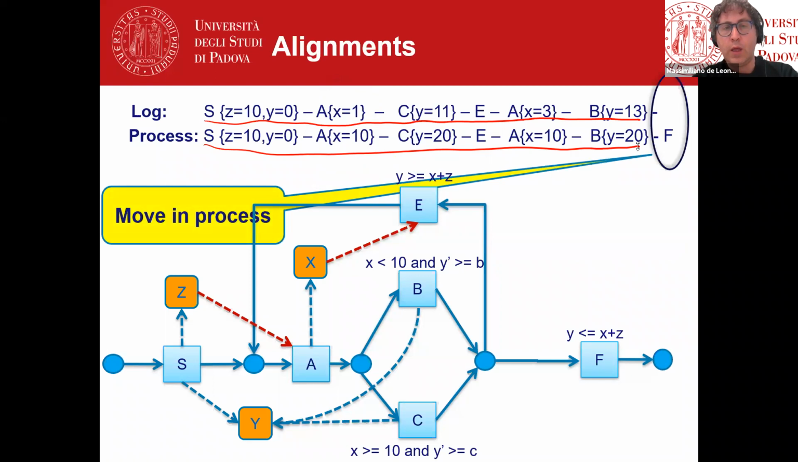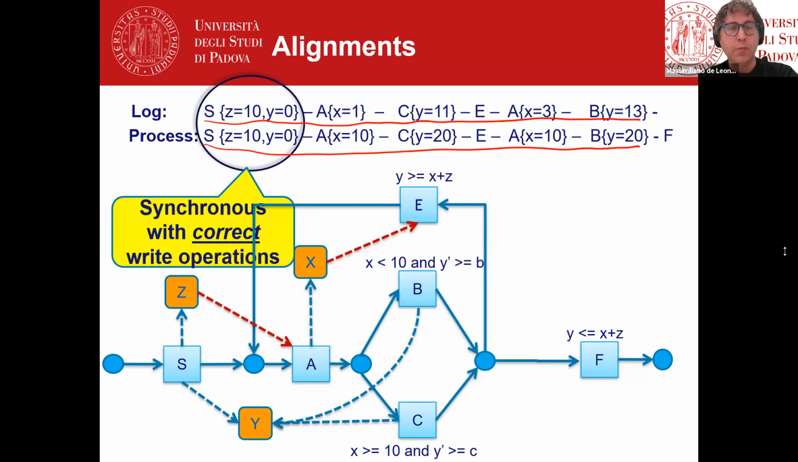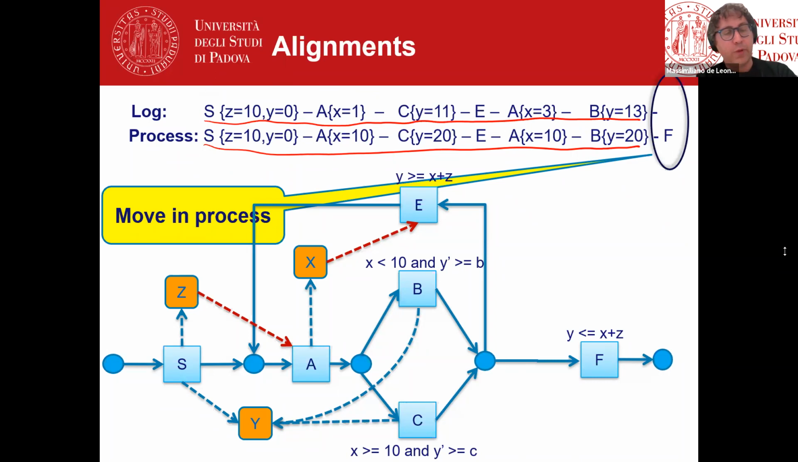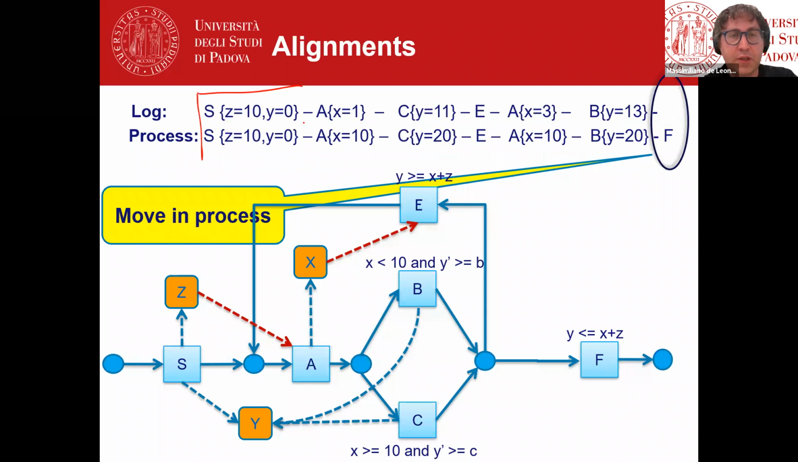This is what I call moving the process. And I'll explain why it's called moving the process. And this is a good one, a synchronous move with correct write operation. In this presentation, in line with the terminology previously introduced in literature, I call it a move, because you can imagine that each step of this alignment corresponds to something that moves. It can be that the process moves by firing a transition, or the trace moves by consuming the next event in the trace. Of course, the best is that they move synchronously together, and that's what we expect. But for example, here, it's only moving the process. The process goes on, but the trace doesn't.